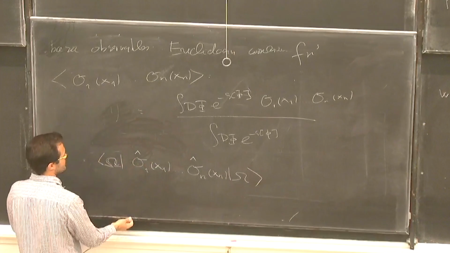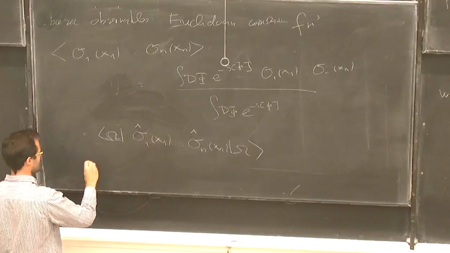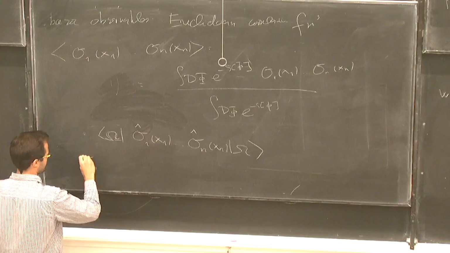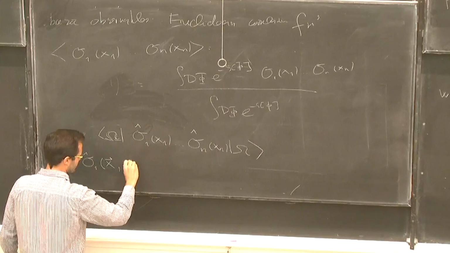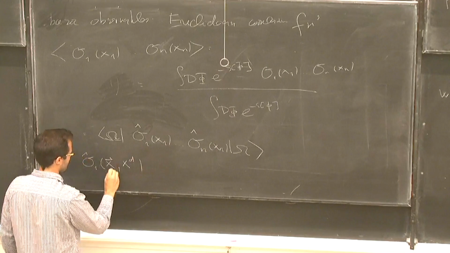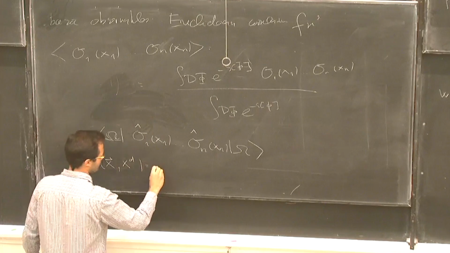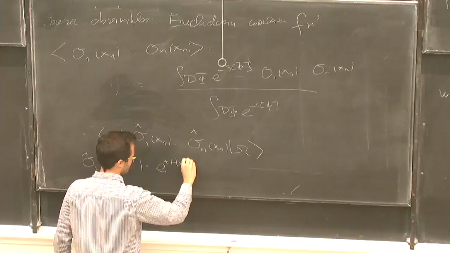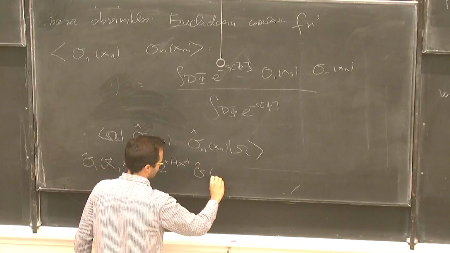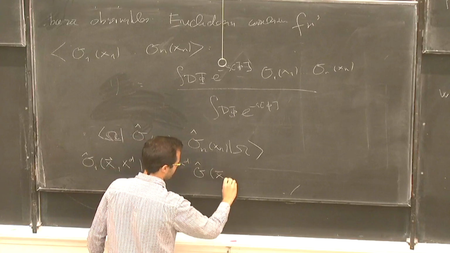Where this operator in Euclidean space is defined, well, the operator at coordinates x^d is defined like this. Sorry, plus h x^d. So you're evolving using the Hamiltonian.